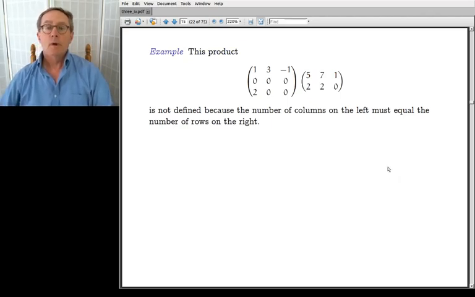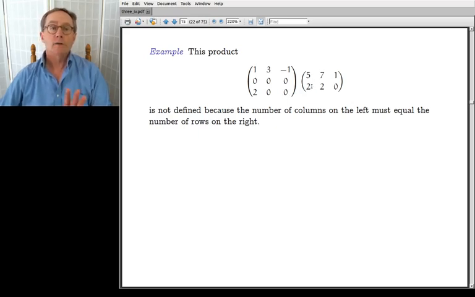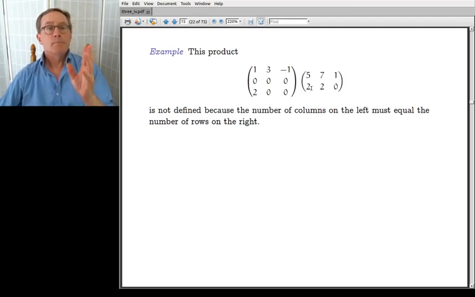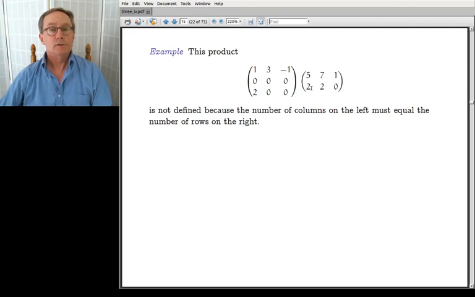Another example. So here I have 3 wide, 3 wide, and 3 wide. Here I have 2 tall, 2 tall. So if the number of columns on the left does not equal the number of rows on the right, then it's not defined. The matrix product is just simply not defined. And it's not defined for the simple reason that it can't make sense as a composition of 2 functions.